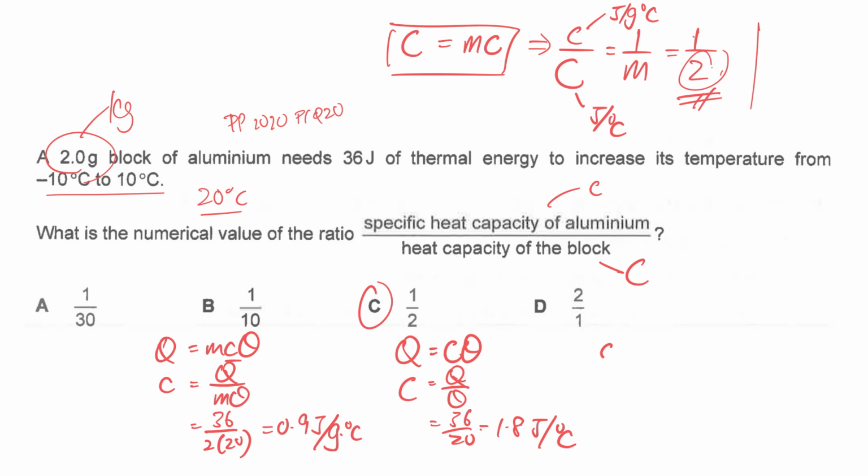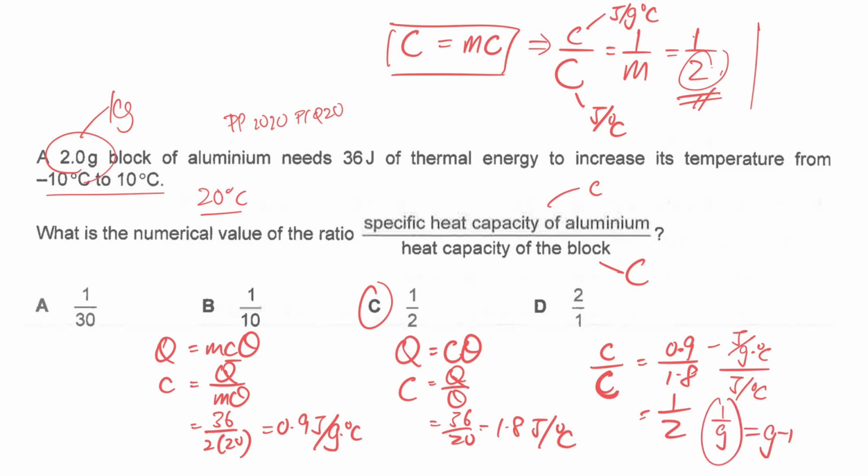Then you just put the ratio of specific heat capacity to heat capacity. That will be 0.9 over 1.8, and that is 1 over 2. And actually there's a unit for this ratio, because this is specific heat capacity. There will be your joules per gram per degree Celsius over joules per degree Celsius, and you cancel off, that will be 1 over g, that's the unit, or you can say g to the power of -1. And likewise for here it is 1 over m, so it's 1 over gram, g to the power of -1. So I hope you understand the question now. Thank you.